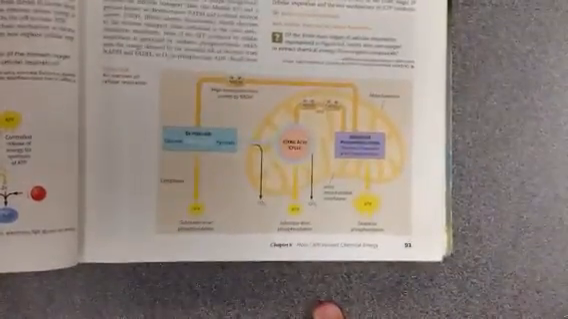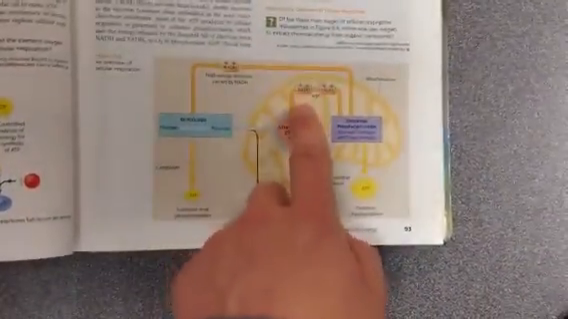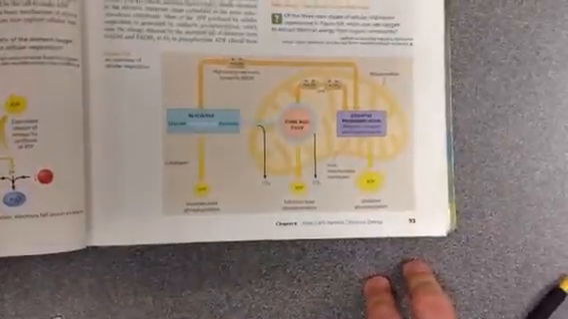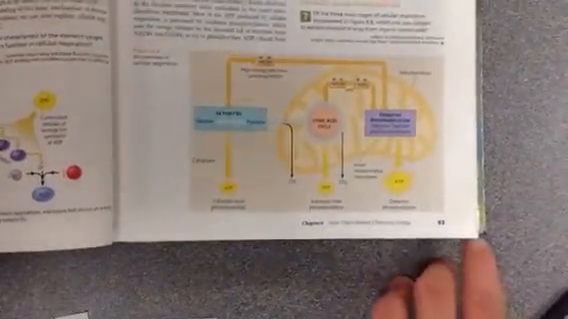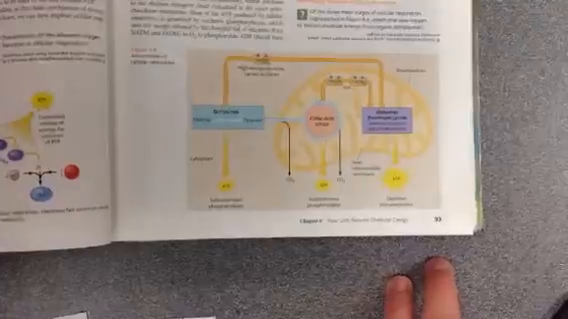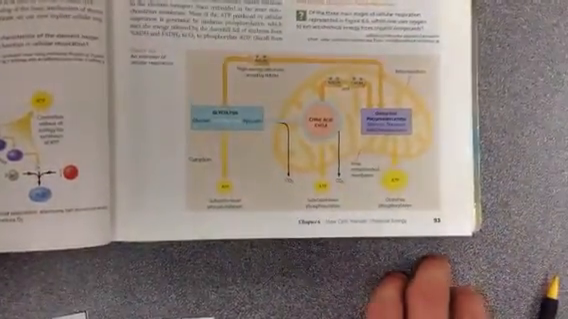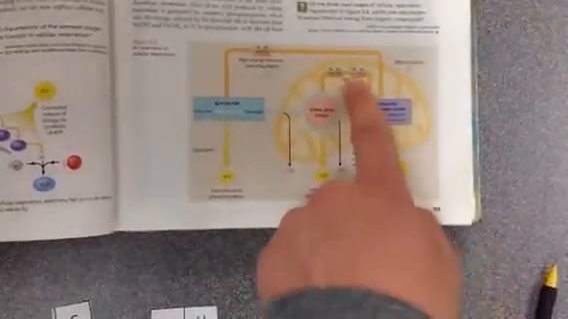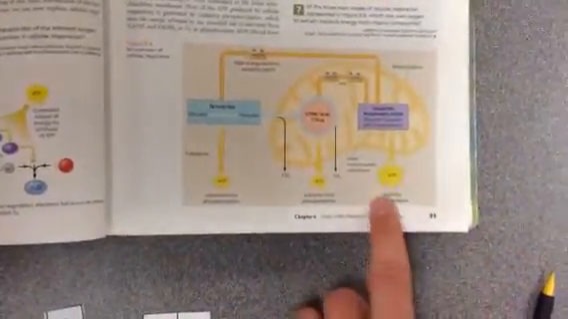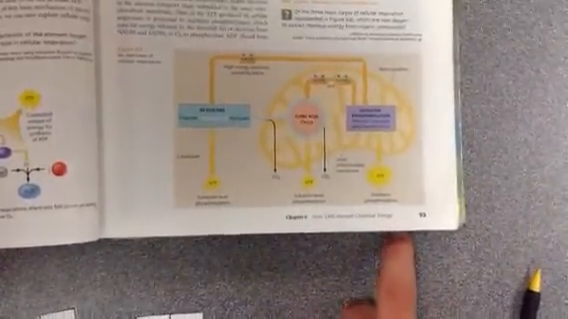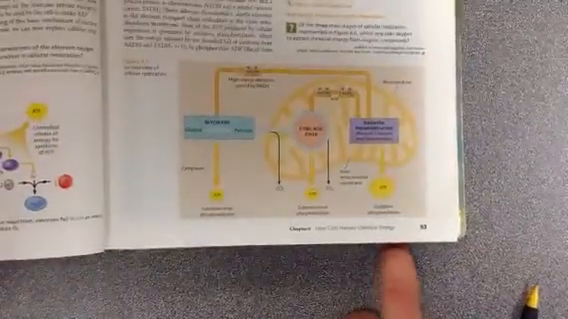The products are 4 CO2, 6 NADH, 4 FADH2, and 2 ATP. The reactants for the ETC are 10 NADH, 2 FADH2, and oxygen, and the products are 34 ATP, H2O, 10 NAD+, and 2 FAD.